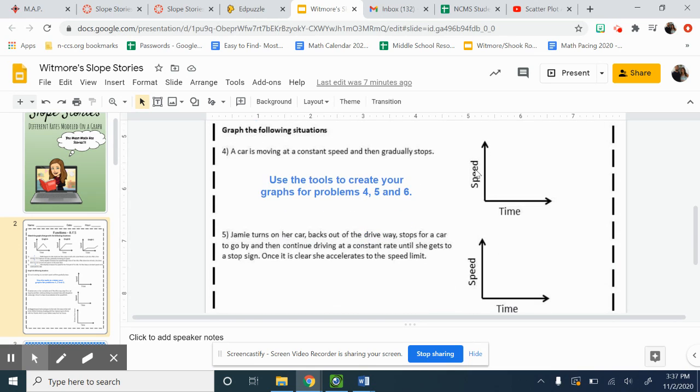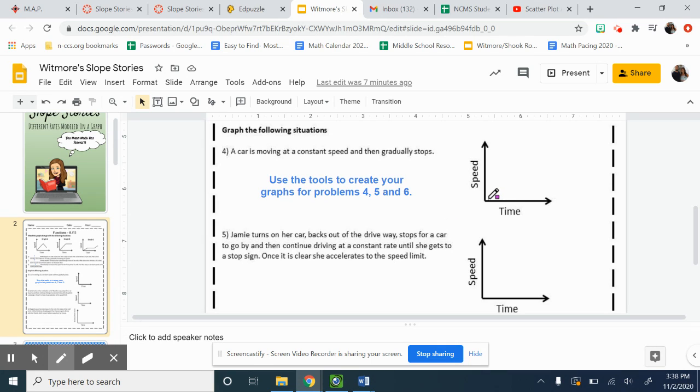As we scroll down, you're going to use your tools to create your graphs for problems 4, 5, and 6. So on some of these, you're given graphs and scenarios, and you just match them. For problems like 4, 5, and 6, you're given the scenario, and we're going to draw it. So 4 says a car is moving at a constant speed and then gradually stops. So you'll use your tools.